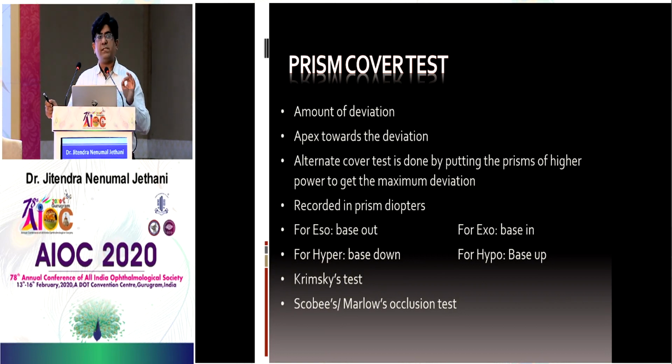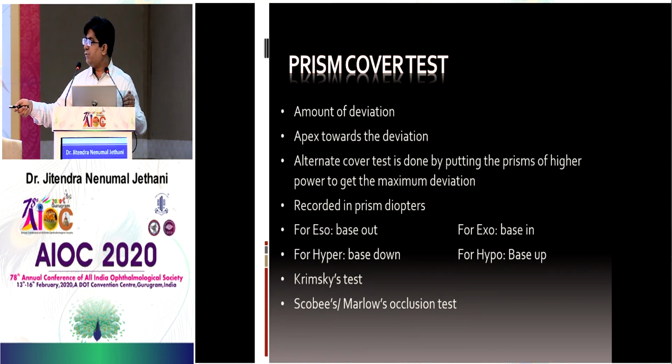Which means if a patient has exotropia, you put the prism in front of that eye, apex towards the deviation, which means the apex will be out in a patient of exotropia and the base will be towards the nose, and then it is written as base in. But always remember it in such a way that the apex is towards the deviation. So for eso it is base out, for exo it is base in, for hyper it is base down, and for hypo it is base up.